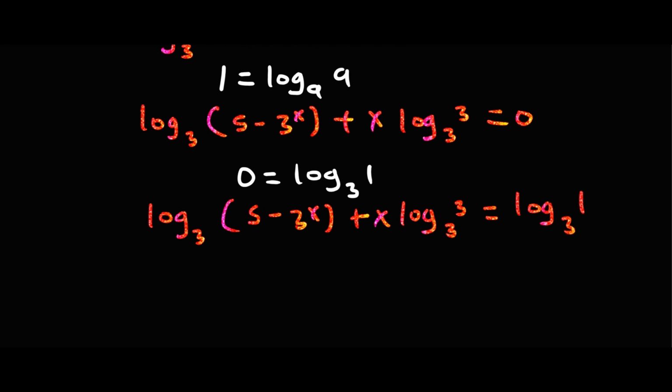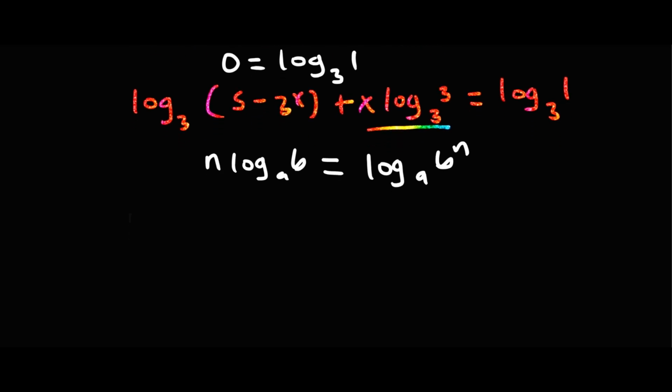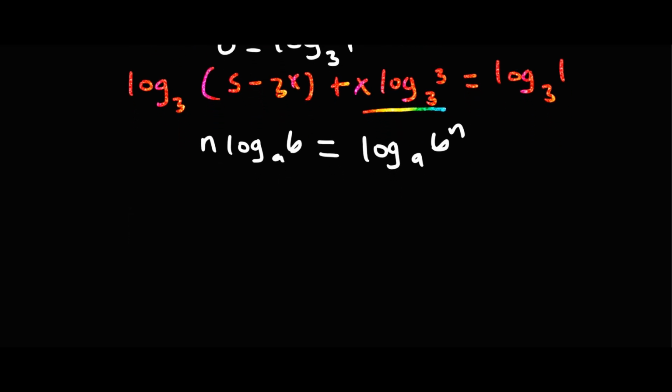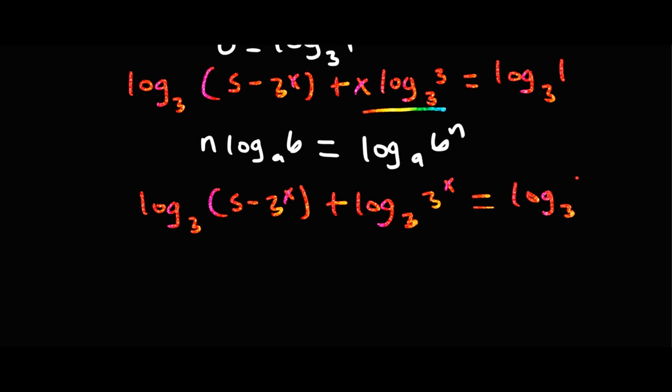Now we can rewrite this portion using another law of logs, and that is if you have n log to base a of b, you can write that as log to base a of b raised to power n. So it means our new equation is log to base 3 of (5 minus 3 power x) plus log to base 3 of 3 power x is equal to log to base 3 of 1.